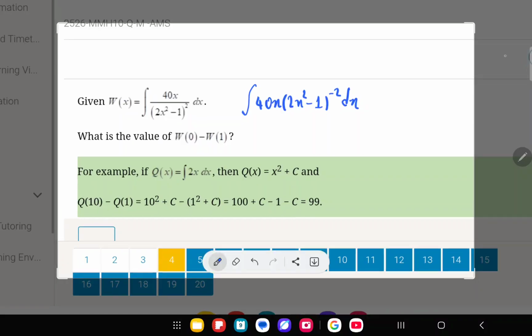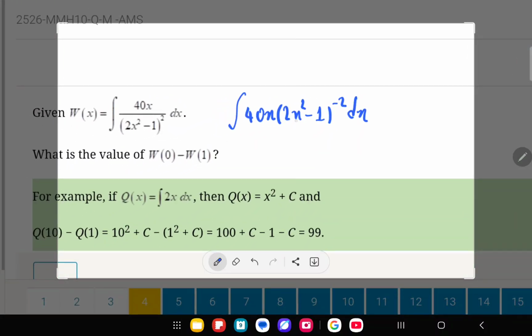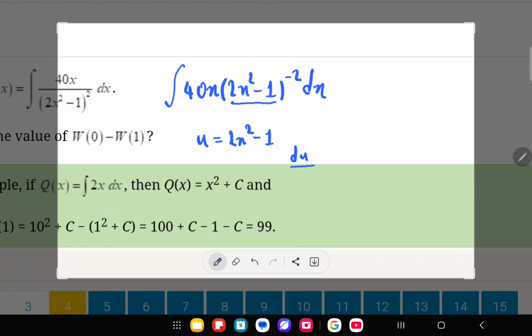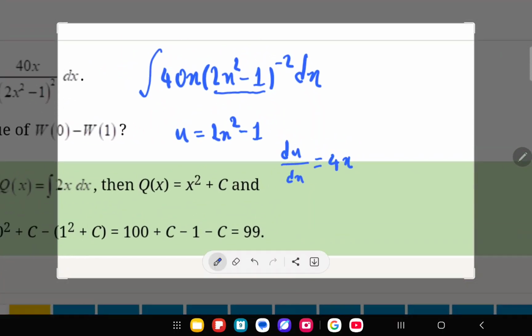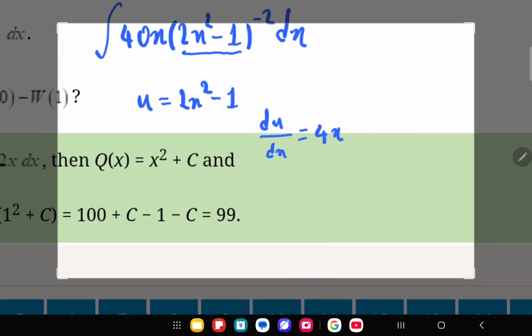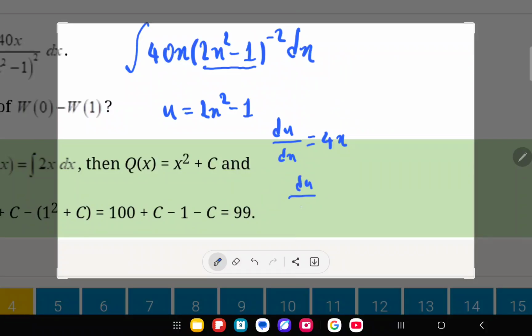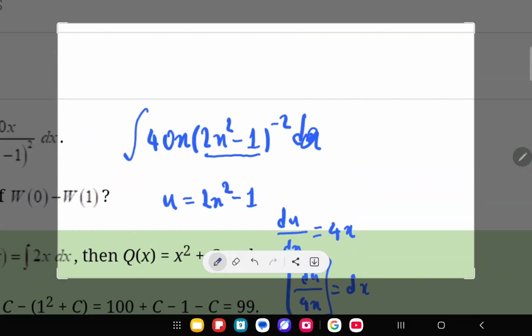Now let's look here. We can take anything from here and call it u, mainly just a polynomial from here. We can take this for example. So we'll say u is equal to 2x squared minus 1. And then we'll differentiate it: du over dx is equal to 4x. Now, what we do next, we must get dx in terms of du, and of course x. So we'll just isolate dx. We get du over 4x is equal to dx.